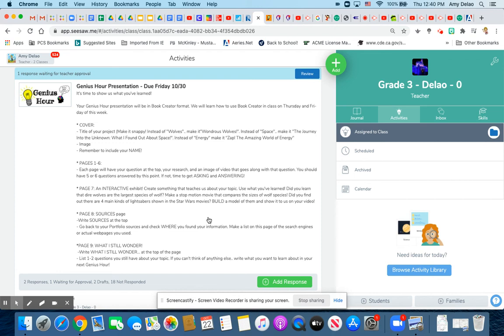So again, please make sure you get Book Creator through Clever. You do have the app on your iPad, but apparently the way that Clever is doing it is a lot better and you have more options. Okay, so please make sure you do that.